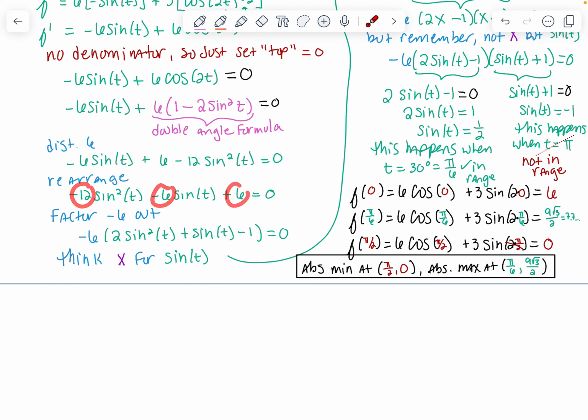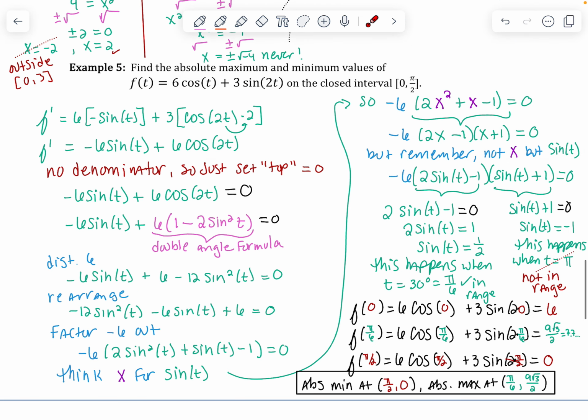I can factor a negative 6 out of every term. So 12 divided by negative 6 is positive 2. Negative 6 divided by negative 6 is an invisible 1 that you don't see. And 6 divided by negative 6 is negative 1. The reason we wanted to do that is if we think of this as something squared, something to the 1, and something to the none, let's replace that sine of t with an x.